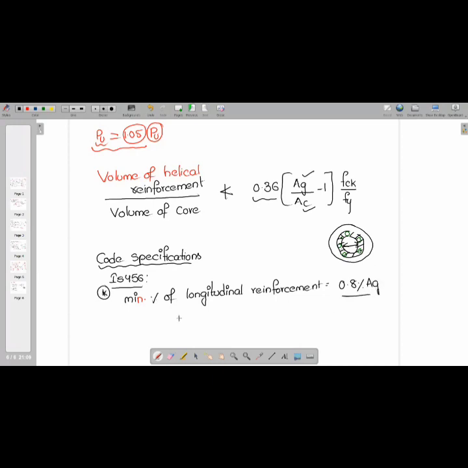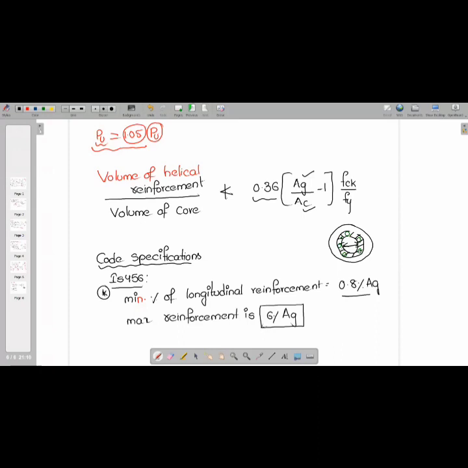The second point I would like to tell you is the maximum reinforcement, which is given as 6% of gross area. Maximum reinforcement is how much, sir? 6% of gross area. But remember, my dear students, why do we use helical reinforcement, sir?